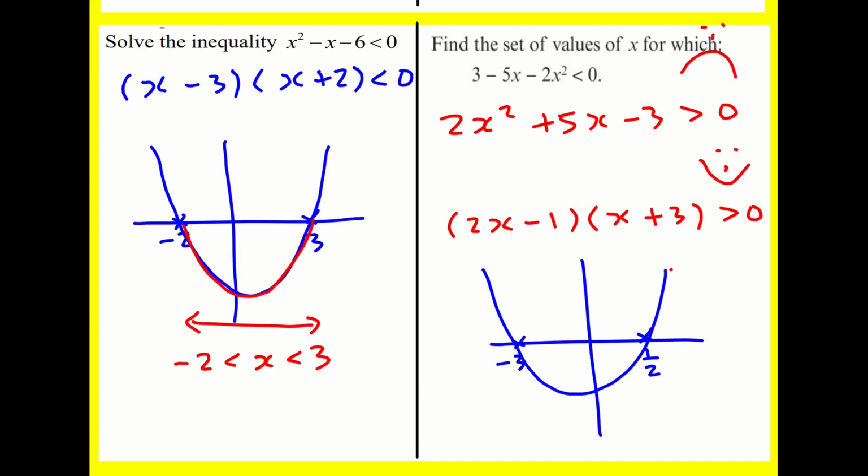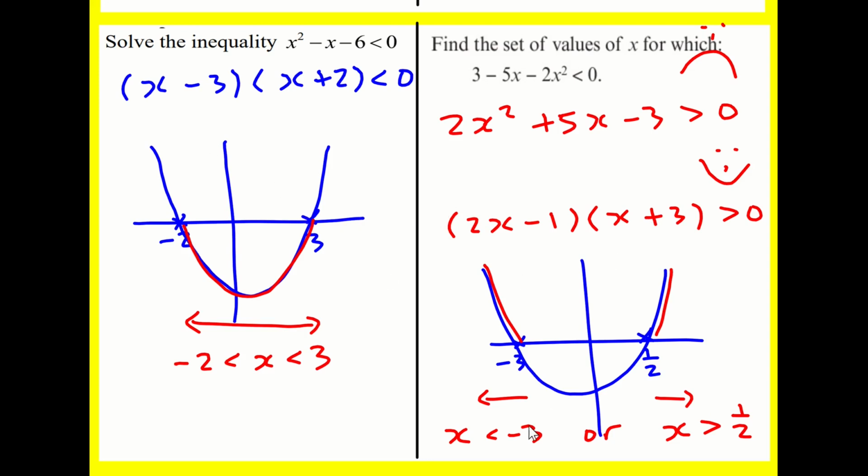Where is it greater than 0? Here and here. So x values here and here. X less than minus 3, or x greater than a half. Now that's the way I want you to solve these, with a non-calculator method, essentially trying to factorize.